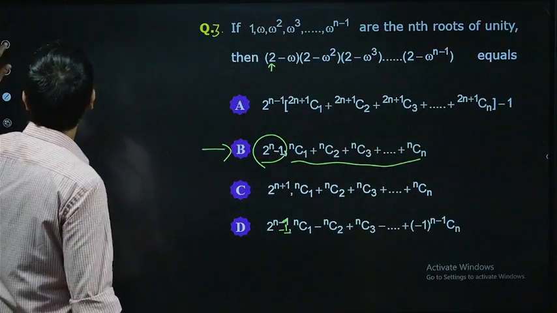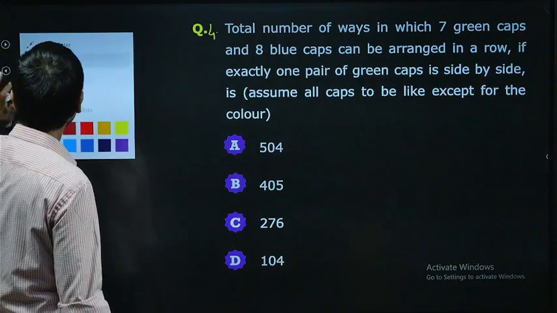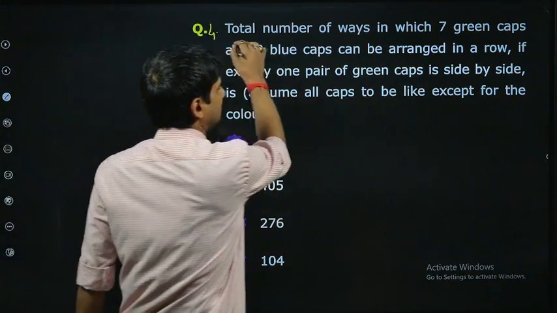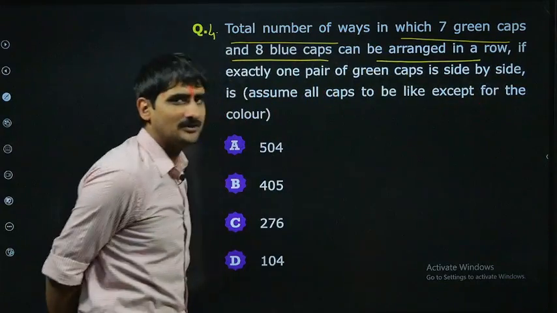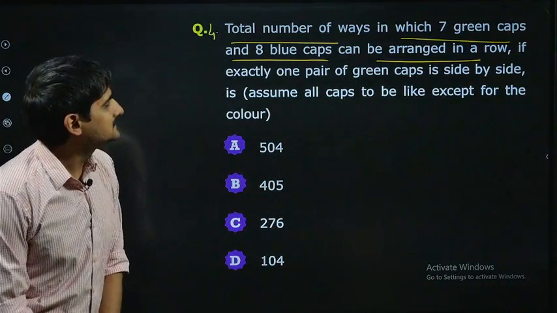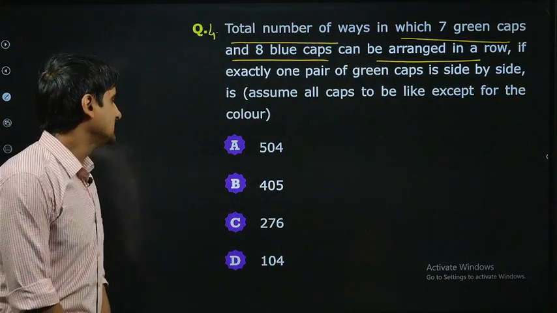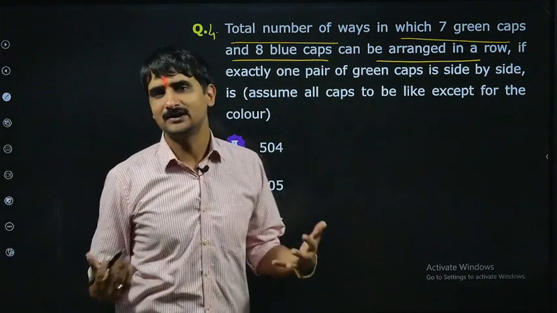So that was our third question. Now moving to the fourth one, the answer is there. Fourth one is: total number of ways in which 7 green caps and 8 blue caps can be arranged in a row, 7 green and 8 blue, such that exactly one pair of green caps is side by side, assuming all caps to be identical. I mean same color caps are identical.